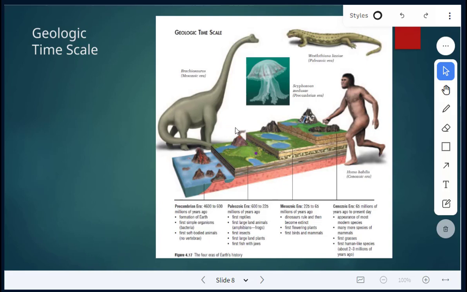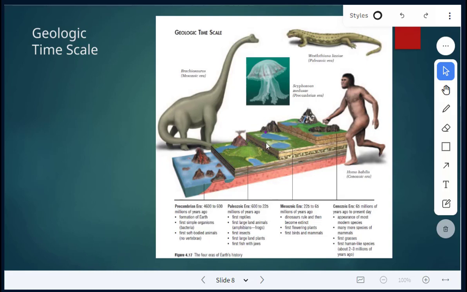Paleozoic era. Next, 600 to 225 million years ago, we see the first reptiles. We see the first large land animals, like amphibians and frogs. We see the first insects, the first large land plants, and the first fish with jaws.